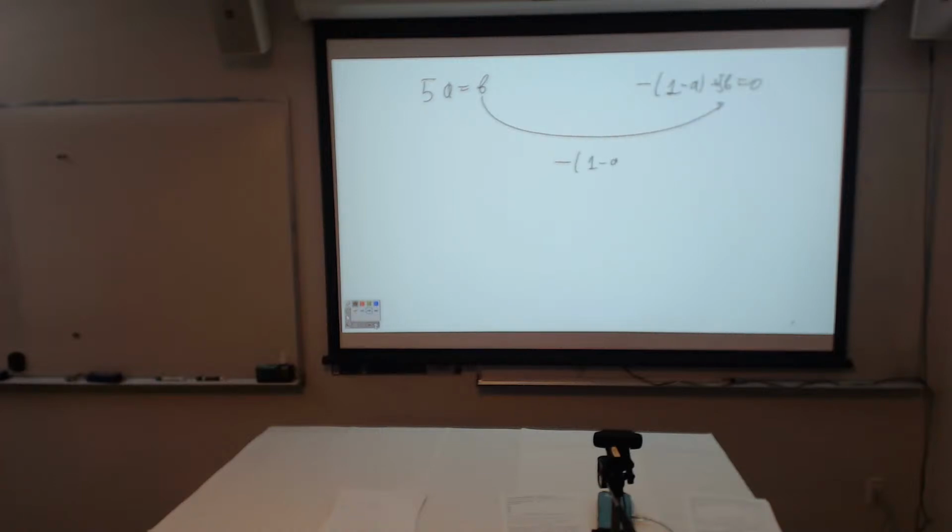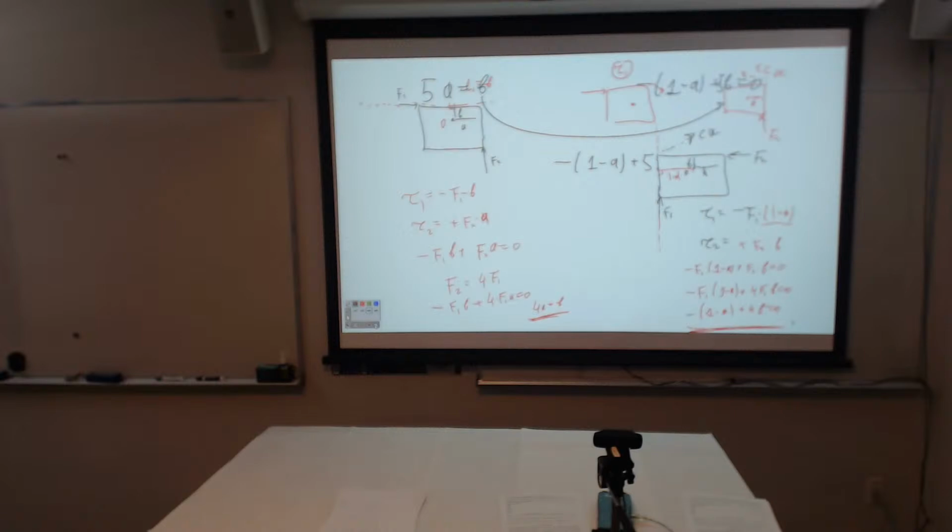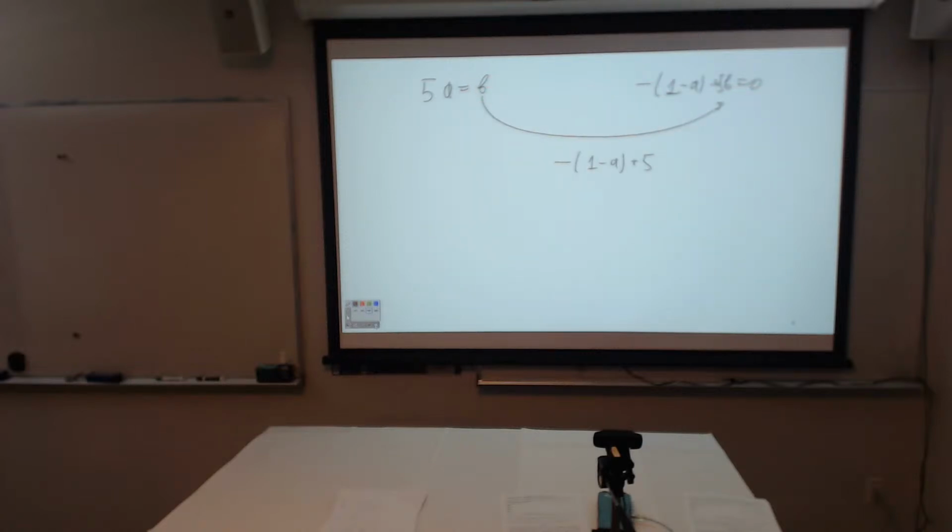So if we replace B with 5A, we get this. Mm-hmm. So what's next? Multiply it out. I got 26A is equal to 1. Where did you get 26 from? I multiplied out the negative sign, it says minus 1 plus A plus 25A is equal to 0.